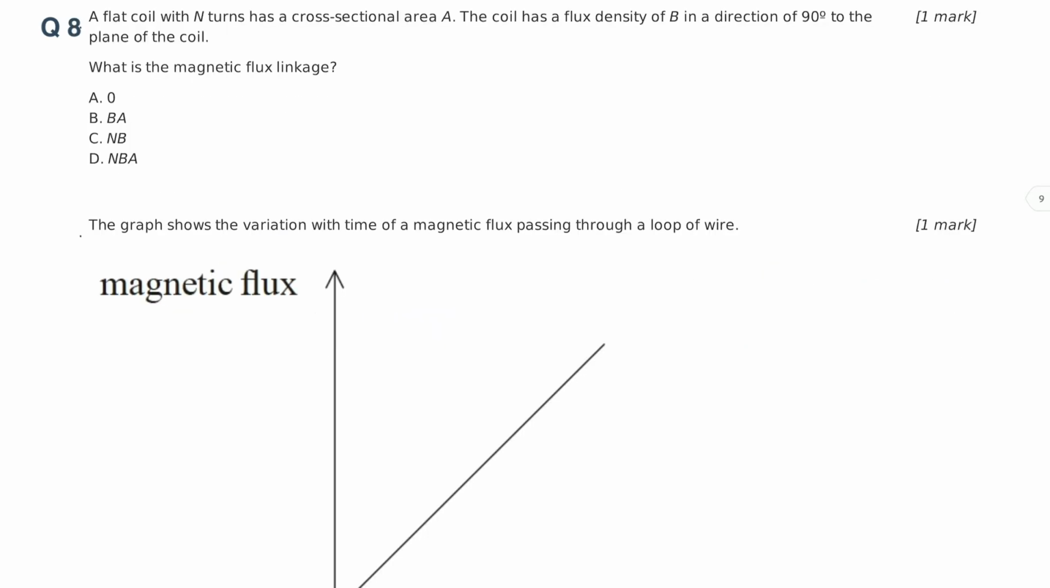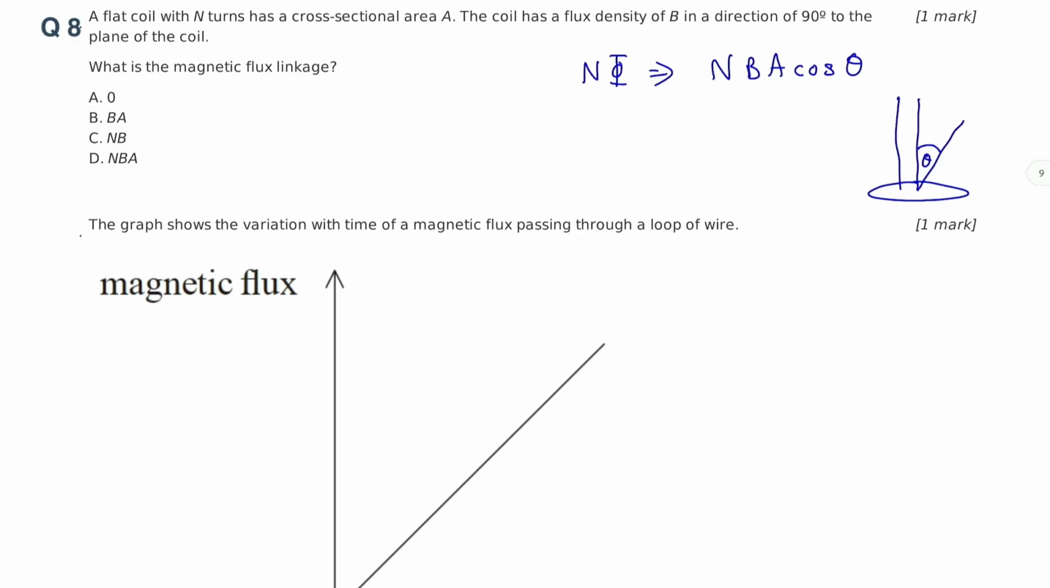A flat coil with N turns has a cross-sectional area of A. The coil has a flux density of B in the direction of 90 degrees to the plane of the coil. What is the magnetic flux linkage? The magnetic flux linkage is given as this, which can be simplified down into NBA cos theta. And theta is, if that's the coil and that's the fields going through it, theta is that angle there, in a direction of 90 degrees to the plane of the coil.